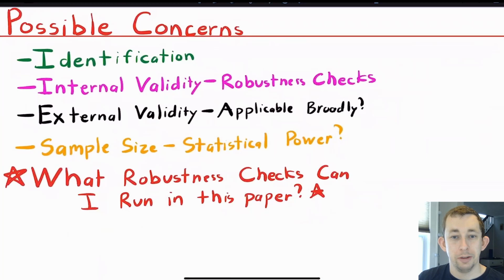Some concerns that you might have when picking an empirical strategy. Can you identify your parameter of interest? Will you have internal and external validity? For internal validity, you can do a bunch of robustness checks and make sure that the coefficient you get from your main model of interest holds if you change that model a little bit or you add or subtract other variables. Does your model have external validity? Do you think that the results that you get, qualitatively or quantitatively, apply to people outside the sample you estimated your model on?